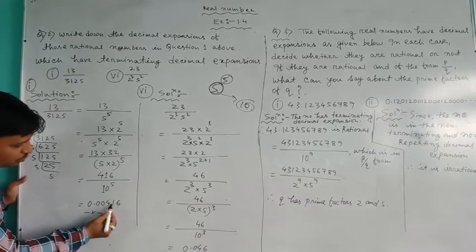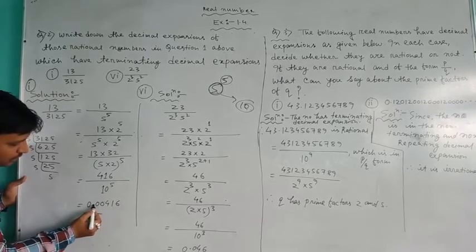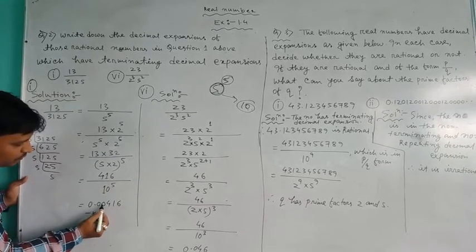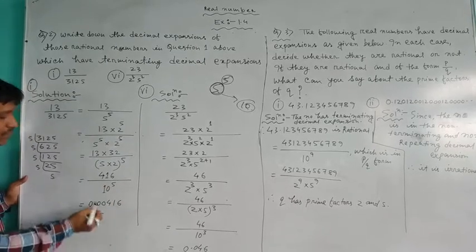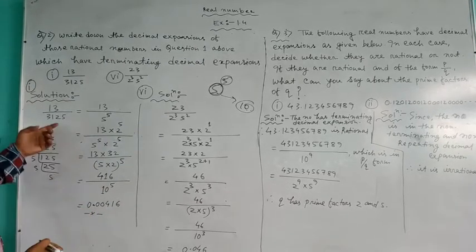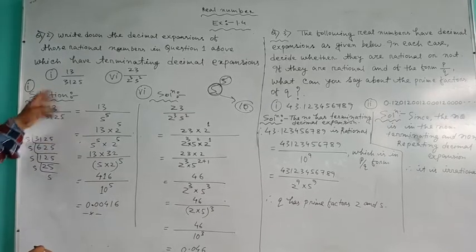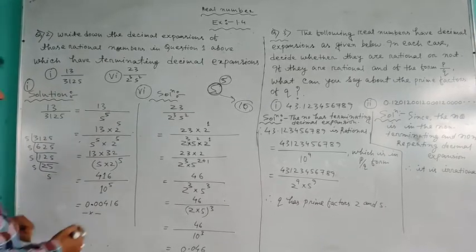It is already given there: 0.00416. That means 1 digit, 2, 3, 4, 5 digits. Before 5 digits you have to place the point because the power is 5. That way you have to find out the decimal expansion of a number which has a terminating decimal expansion.